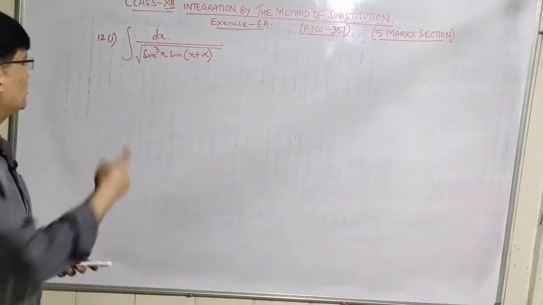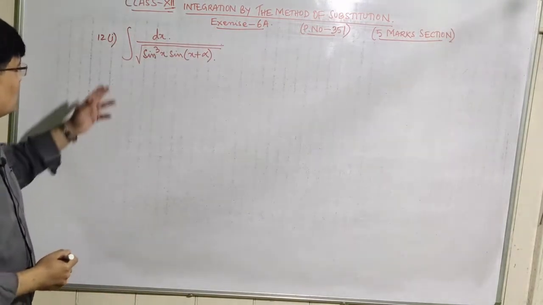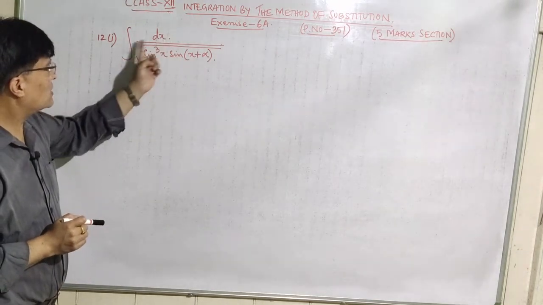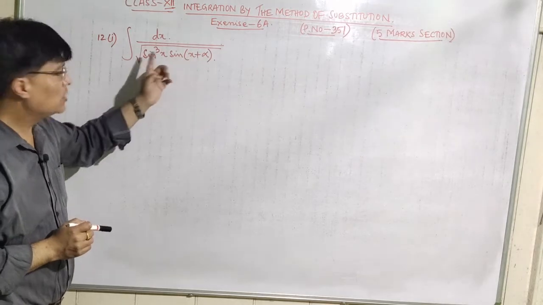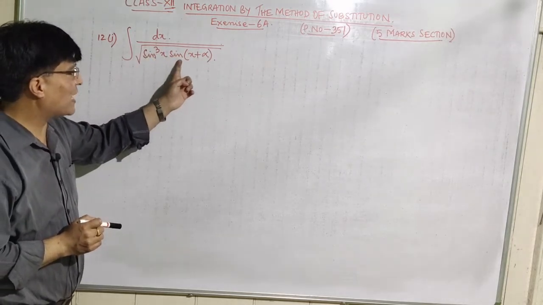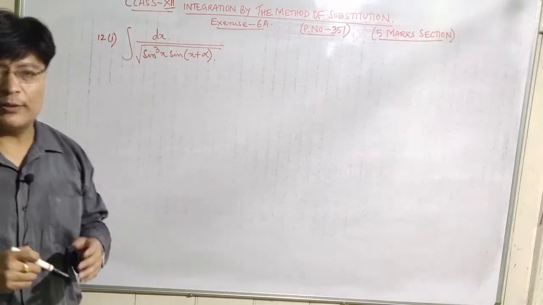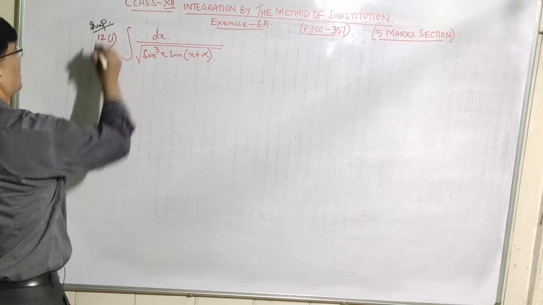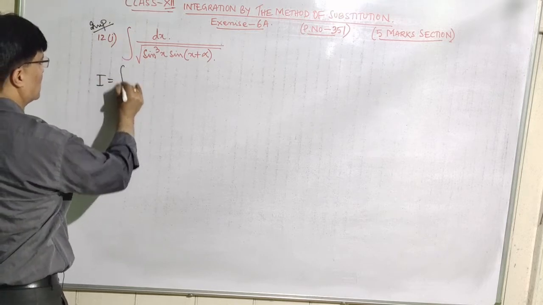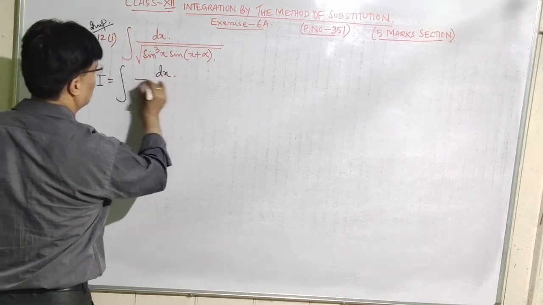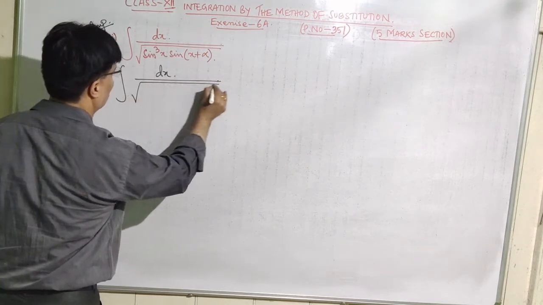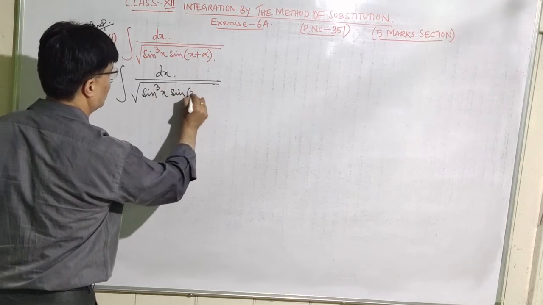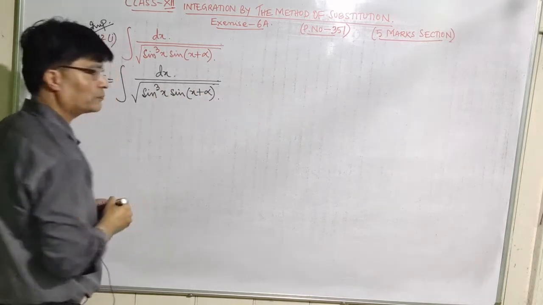So now we'll do the next question, that is question number 12. The question is, you have to find the integral of dx divided by the square root of sine cube x into sine of x plus alpha. So how will you do it? This question is very, very important. You can mark it. So let us write I is equal to the integral of dx divided by root of sine cube x into sine of x plus alpha.